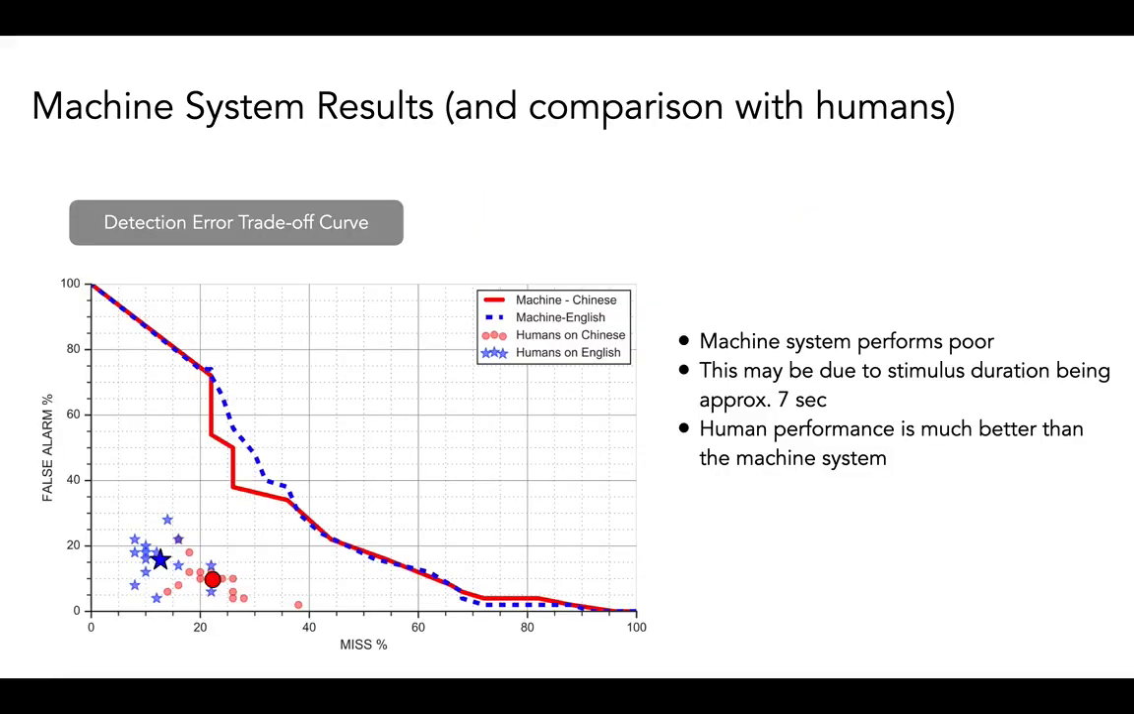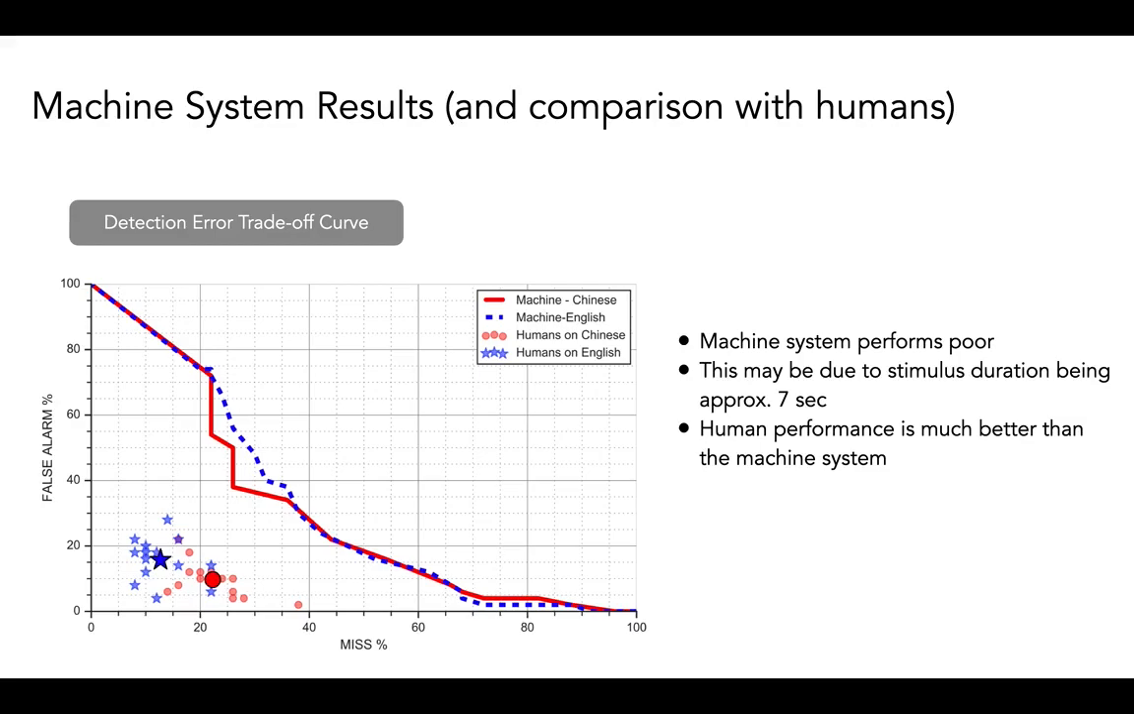Here we see the machine system results. Interestingly, we can obtain a detection error trade-off curve for the machine systems by varying the threshold criterion in the agglomerative hierarchical clustering. Here we see the performance with the y-axis denoting the false alarm percentage and the x-axis denoting the miss percentage. You can see the performance is below par compared to the human subjects, and the Chinese as well as the English machine systems perform similarly.